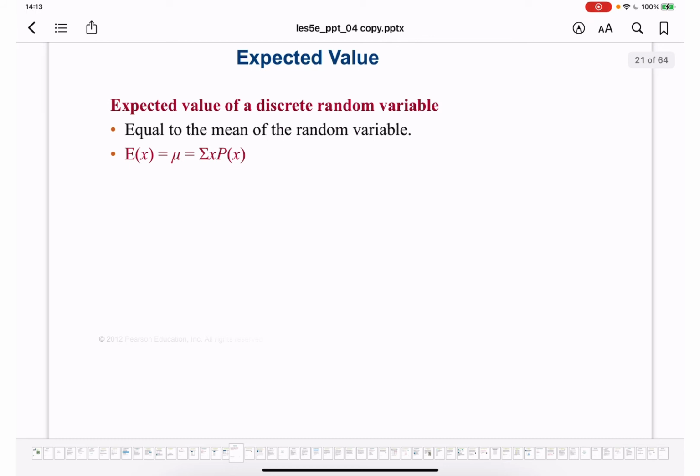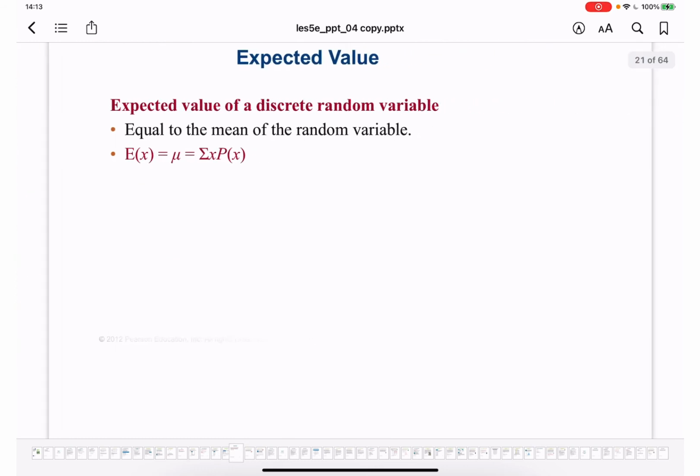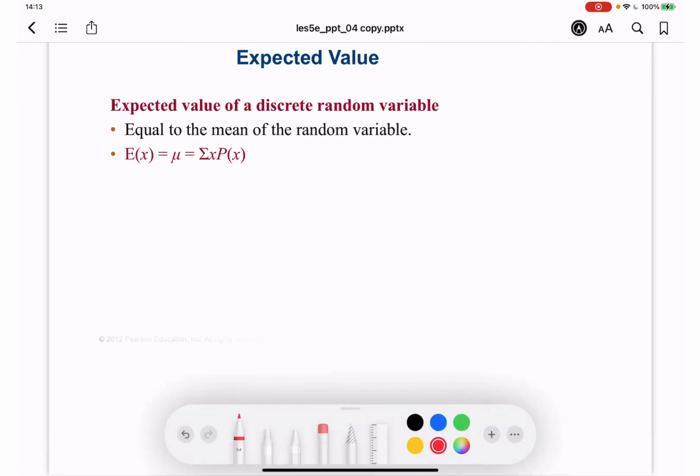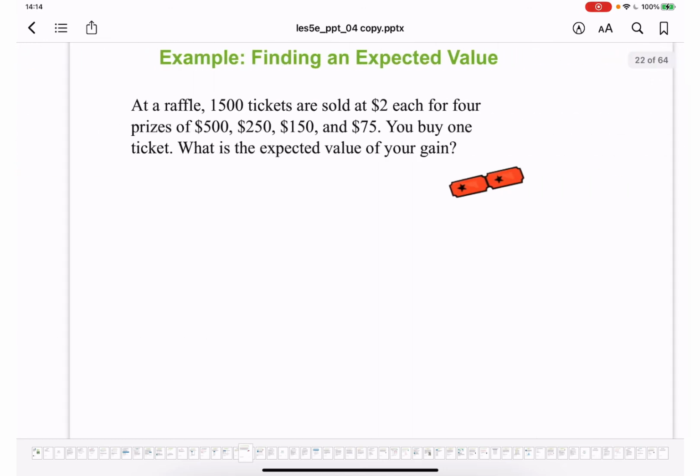Mu is the average, the expected value. This is our variance. Okay, we will get in there also. The average for a discrete random variable or discrete distribution, mu, is equal to the sum of x times probability of x. We also call it, at the same time, the expected value, E of x, which means we are kind of forecasting it. All right, so how are we going to use this formula?